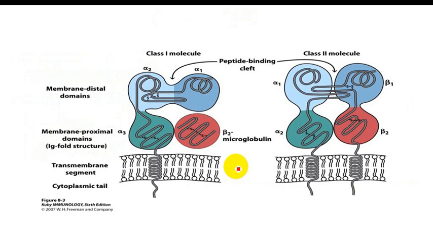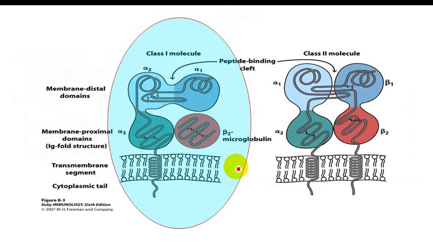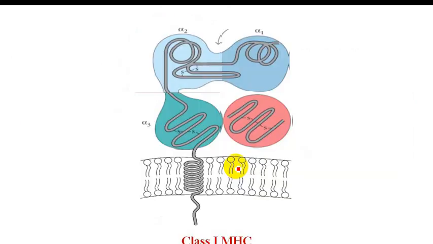Further, when I go to the structure of class 1 and class 2 MHC molecule, first I shall focus on class 1, and after I complete class 1, then I go to class 2 structure. So let's focus on MHC class 1. This is the general structure of MHC class 1. Before I go into the details, let me brief you that it consists of alpha 1, alpha 2, alpha 3 and beta 2 microglobulin fragments.